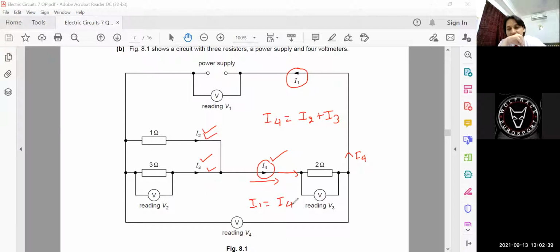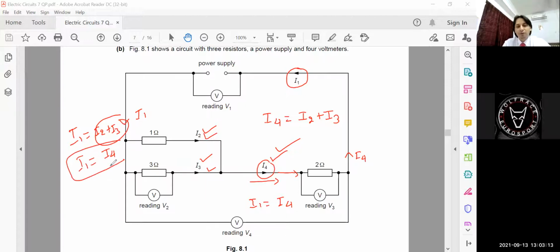So can we also say that I1 is equal to I2 plus I3? Yes, you can say that, because at this point the current I1 divided into the two currents I2 and I3. So you can write I1 equal to I2 plus I3, and children, I2 plus I3 we have taken, that is equal to I4. So what is I2 plus I3? That is equal to I4. That is the same relation. In any way, children, you can write again. We have the same relation, I1 equal to I4.